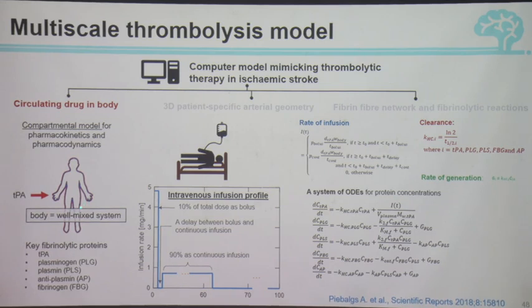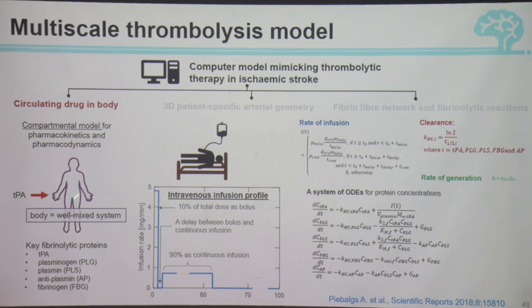So in other words, you don't solve any three-dimensional equations, and you just need to have a system of ordinary differential equations. But that needs to be sufficiently complex to cover the key fibrinolytic proteins. For instance, here the drug is TPA, and we have plasminogen, plasmin, antiplasmin, and fibrinogen. So all these are essential components.